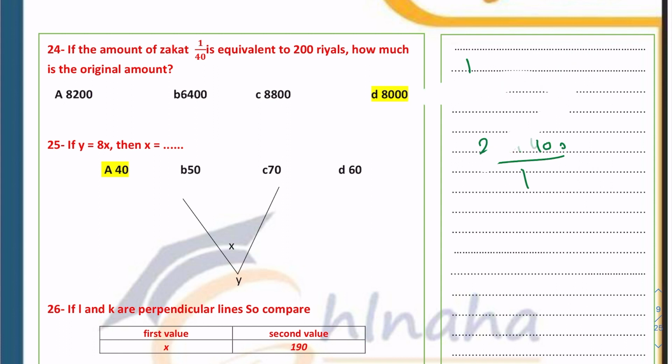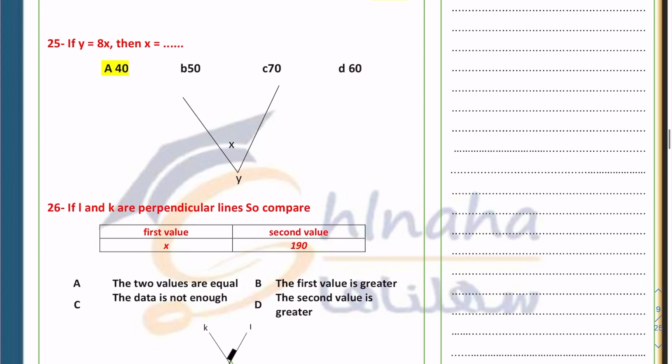Question number 25. If y equals 8x, then x equals what? So I will replace y by 8x. So x plus 8x is 9x equals 360 degrees. I will divide by 9 and divide by 9. X equals 40 degrees. Let's take the next question.